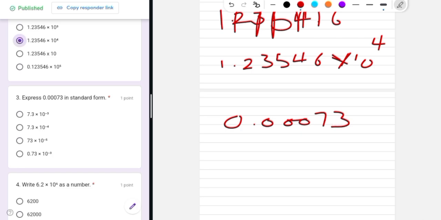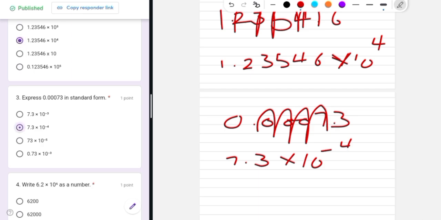For the next example, the number is less than 1, so that means we will have a negative index as our answer. So we'll move 1, 2, 3, 4. Our answer becomes 7.3 times 10 raised to the power minus 4.